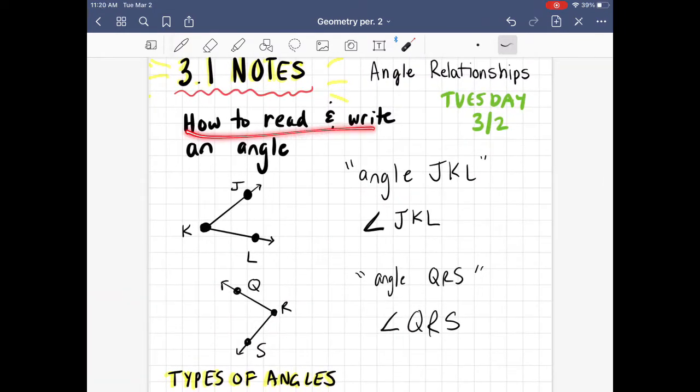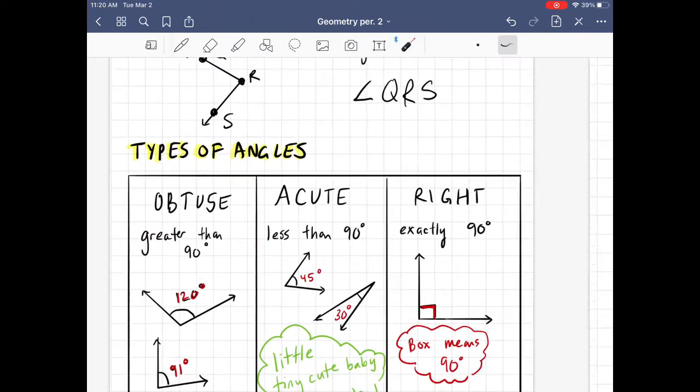So let's start by talking about how to read and write an angle. So this one right here, we say it as angle JKL. You can see we go J, then K, then L. You just follow it around the corner like that. Same with this one, Q, then R, then S. And we write it like this with the little angle symbol.